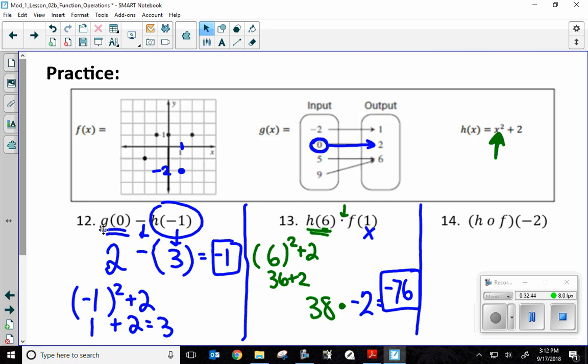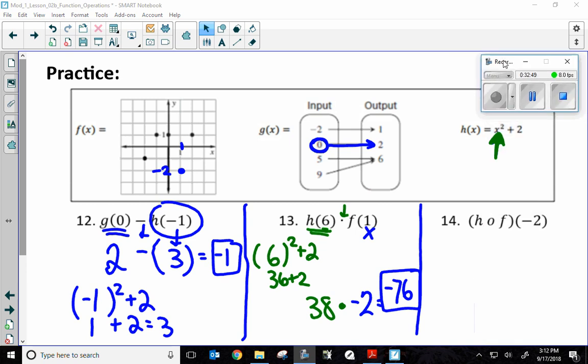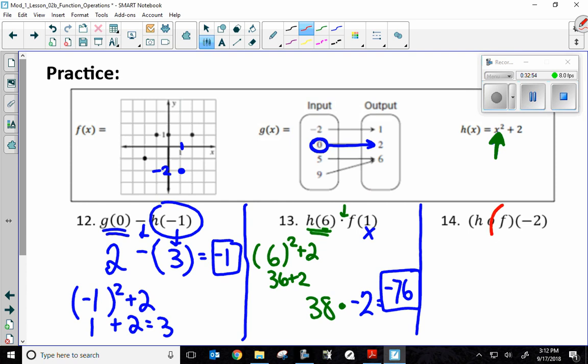This ain't bad. All right? Almost done here. h of f of negative 2. Remember, I'm going to do whatever's closest to my input first. f of negative 2. Okay, we've done this once already. When my x value is negative 2, what's my y value? Here's negative 1. Here's negative 2. Here's the coordinate. That happens when y is negative 1. So they want h of negative 1.